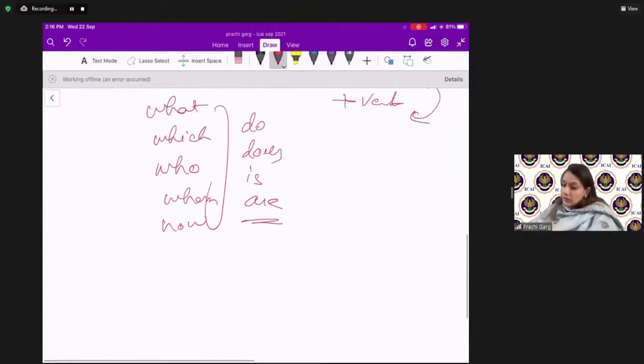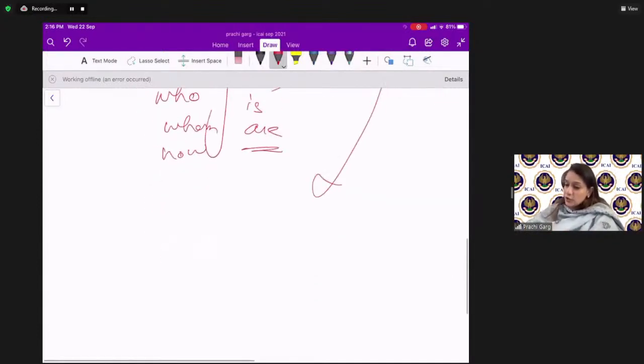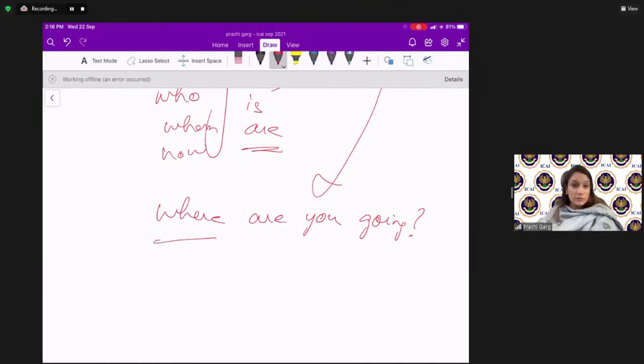Okay, just to give you an idea for the structure, where are you going? If the question is where are you going, then where is the question word, are is the auxiliary verb because it's going to support the going part, you is the subject because you is being questioned, and going is the verb. The placing can change here and there depending on the framing of the question, right?